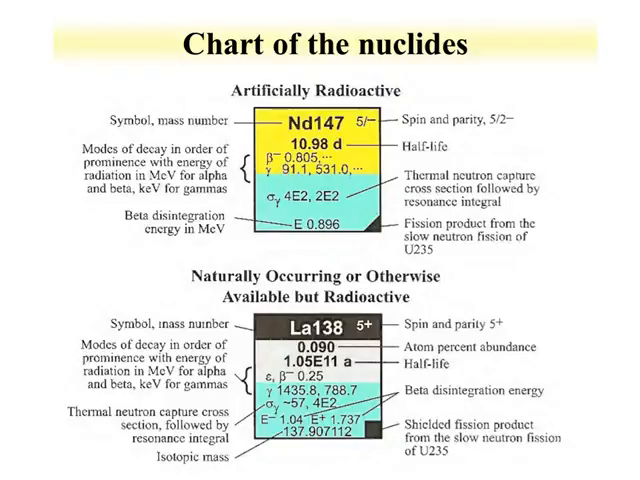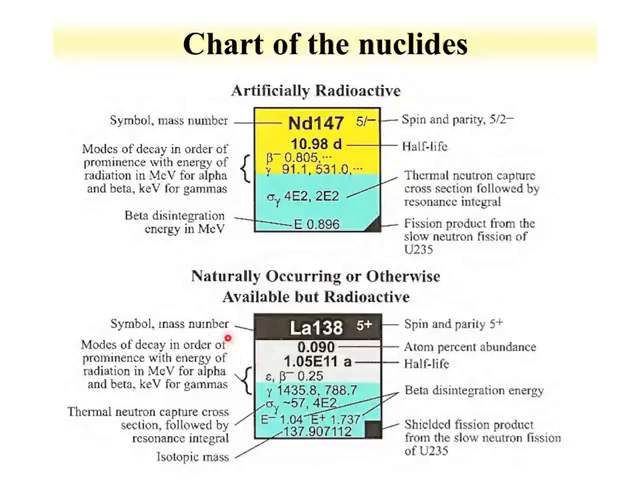Here are the thermal cross-sections for the neutron capture of neodymium 147 going to neodymium 148 for thermal and resonance. And here's the beta disintegration energy. This little black triangle here shows that neodymium 147 is produced as a fission product from the thermal neutron fission of uranium-235.